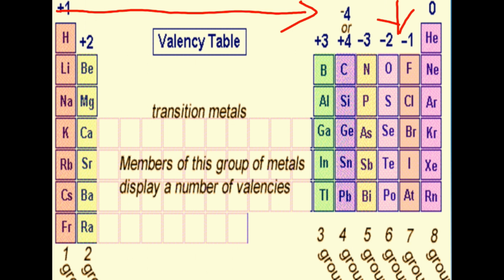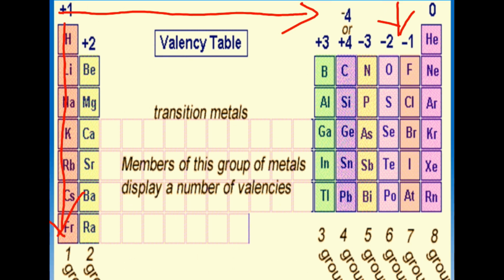If you see down the group, will there be any change in valency? No. So down the group, the valency will remain the same. If group 1 has +1 valency, all the elements down the group will have +1 valency. The valency remains constant down the group, whereas it changes across the period.